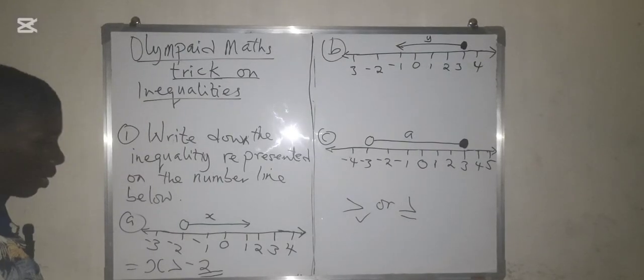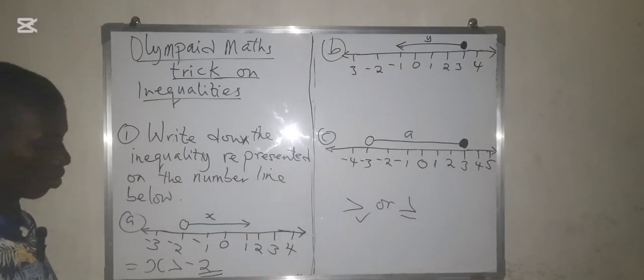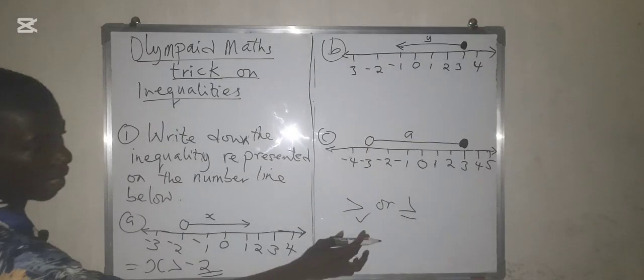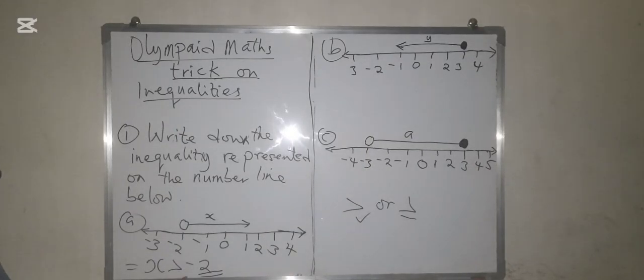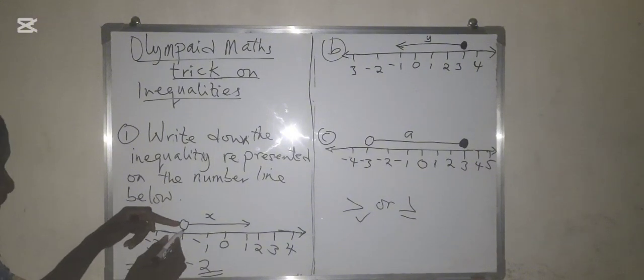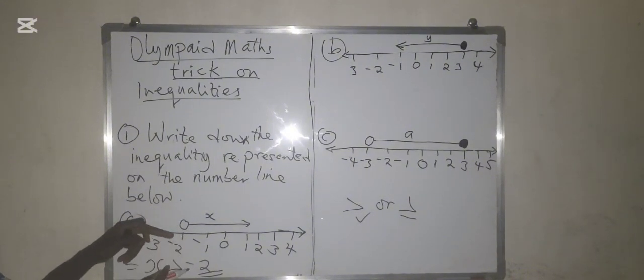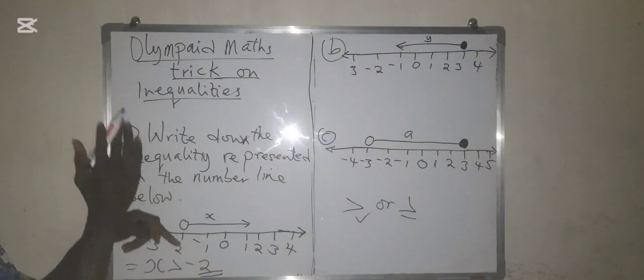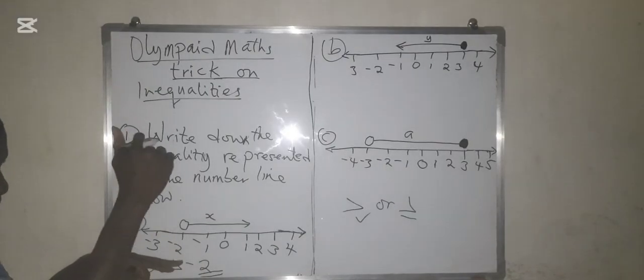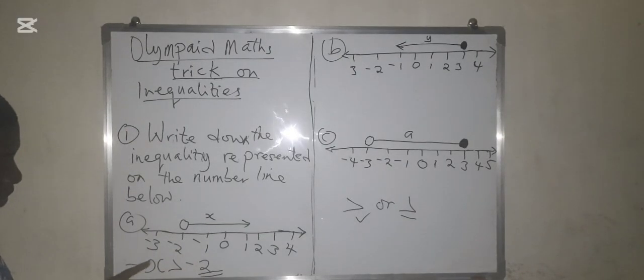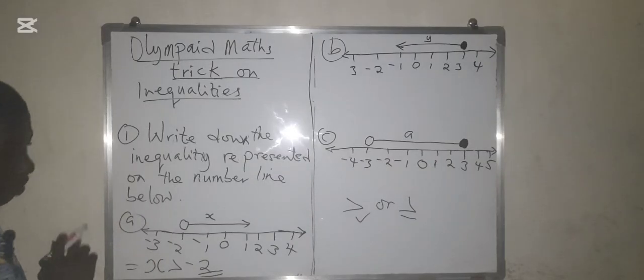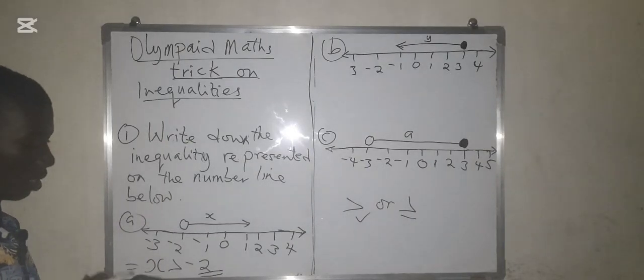Now, this ring is not shaded, so absolutely it's going to be a mere greater than. Now, you check where the ring falls. Obviously this ring is drawn above the negative integer, which is -2. So it's going to be x greater than -2 is the inequality that is represented.